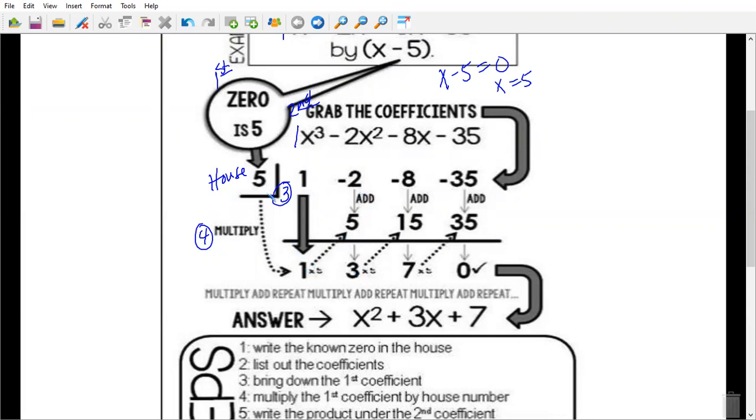And then we have 3 times 5 is 15. Then we add vertically, and -8 and 15 makes 7. 7 times 5 is 35, and -35 plus 35 is 0. So what this means is when I receive 0, this means that x minus 5 is a factor.